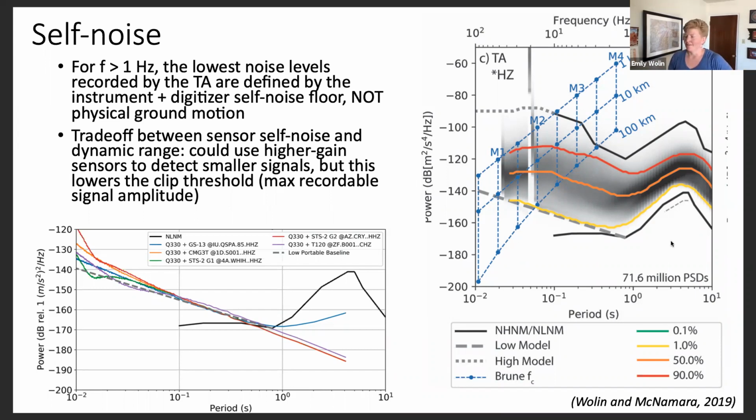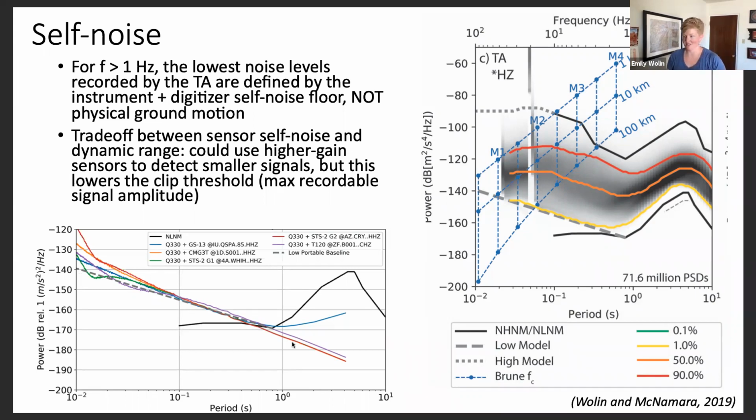So what exactly is this? I was very surprised the first time I saw this. It turns out that this noise floor for the TA is actually shaped by the self-noise of the instrument-digitizer combination. Here I'm showing a Q330 digitizer self-noise plus the instrument response for a number of different instruments. And for the types of instruments and digitizers used in the TA, this is actually the self-noise floor. So in this case, this choice of equipment, instrument and digitizer, cannot get close to the Peterson noise models just because of the properties of the equipment.